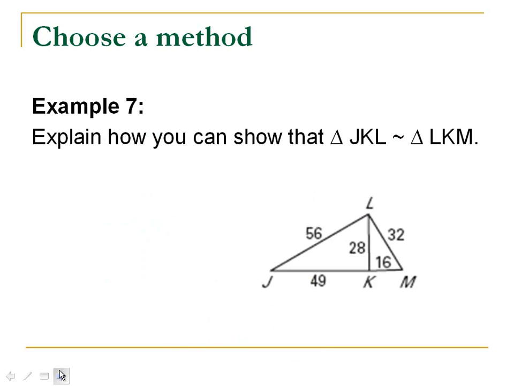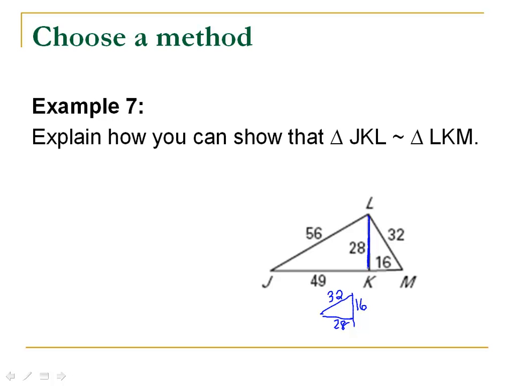Let's look at this last one. Choose a method. Explain how you can show that the triangles are similar to each other. So again, let's redraw this smaller one. To redraw it, I'm going to put it right here. So this bottom side is 16. This longer side is 32, and we know this bottom is 28 because they share this side right here.